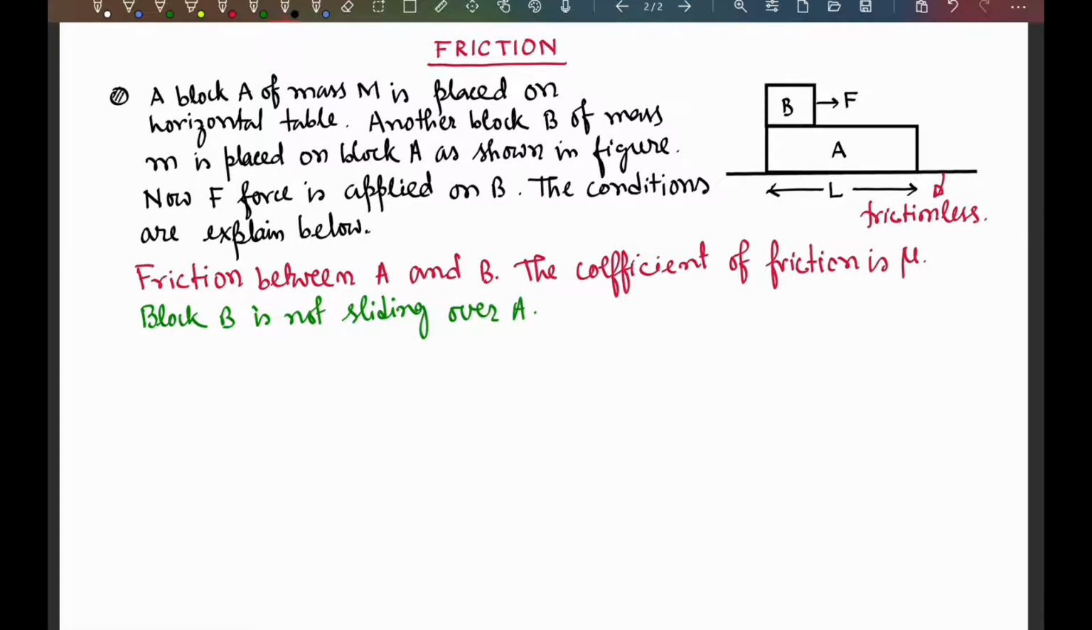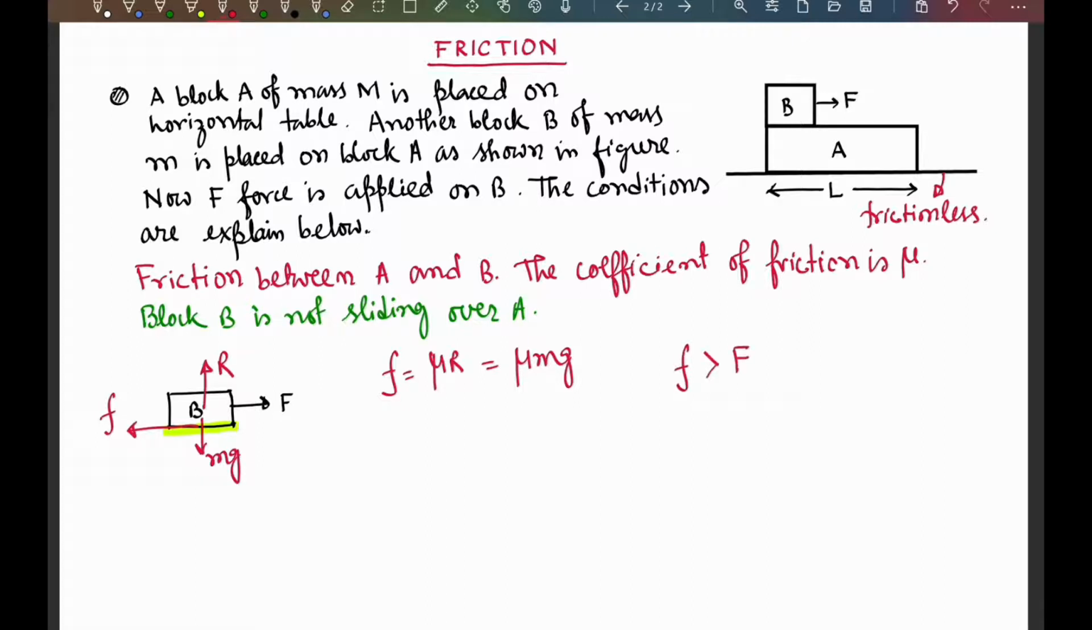If we consider the free body diagram for block B, F is the applied force on B, mg is the weight acting, R is the reaction force applied by block A on block B, and there is a frictional force between blocks A and B. This frictional force is f. Here f is equal to mu into R, that is mu mg. As block B is not sliding over block A, the frictional force is greater than the applied force. So here the external force F is less than mu mg.